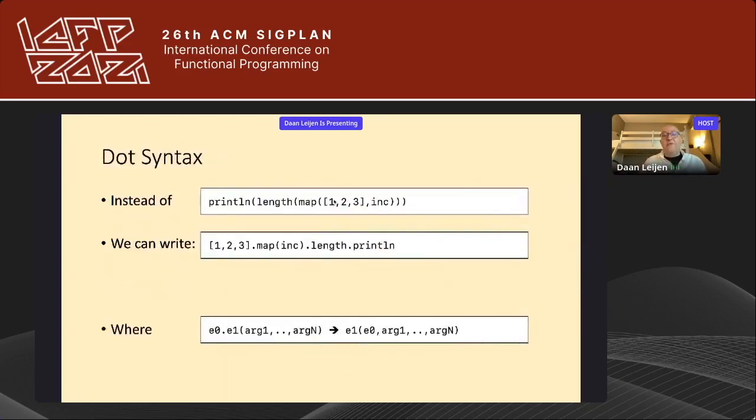Another thing that we use a lot in Koka is the dot syntax. So instead of writing it all like this, where you print the length of a map over a list of increments, we often write it more like this. We take a list from 1 to 3, and we map increment over it, and then we take the length, and then we print the length. And this is very convenient. This is basically just syntactic sugar for putting the expression before the dot as a first argument. But it's surprisingly useful. Use it all the time.